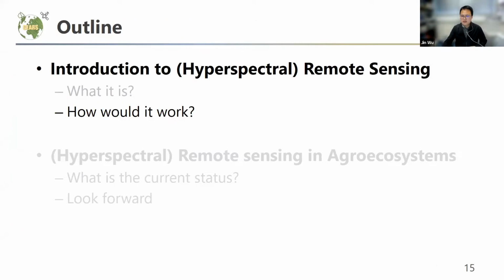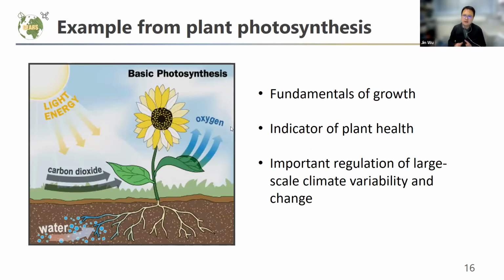So with this as a general background to give you a general idea about hyperspectral remote sensing and some really important information that potentially can be retrieved from it, next, I will try to give you a detailed example to see how this technique overall works in the field. And the example I use here is plant photosynthesis.